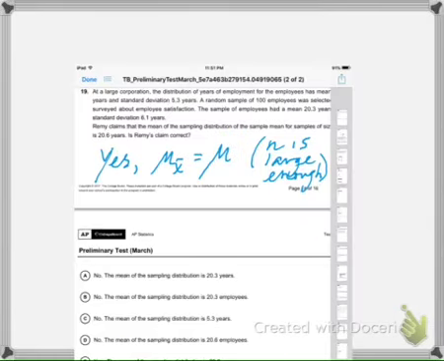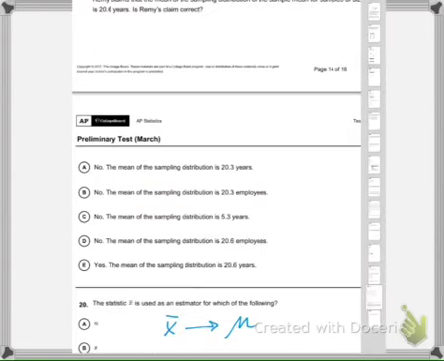Quick answer to 19 is yes. The sampling mean is going to equal the population mean because of the central limit theorem, and one of the requirements has been met, and that is the sample size is over 30. Another quick answer is that the sample mean is used as an estimator for the population mean.